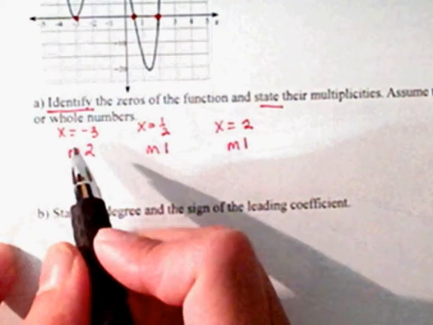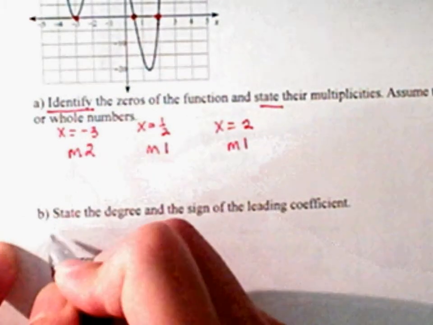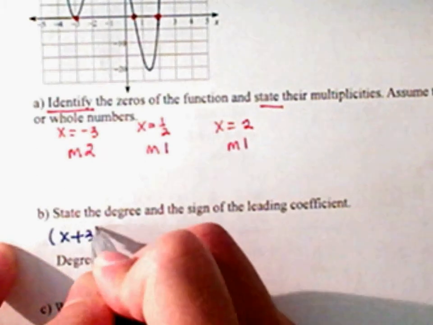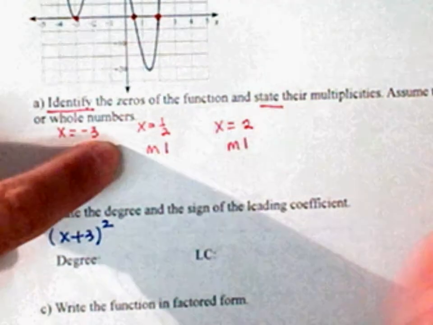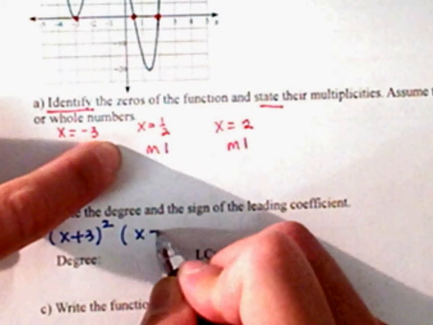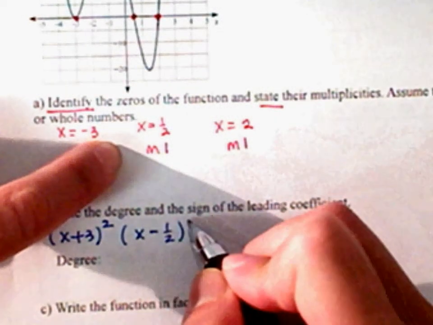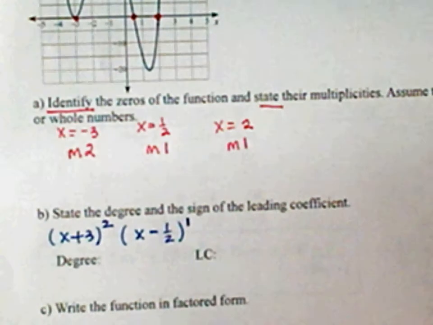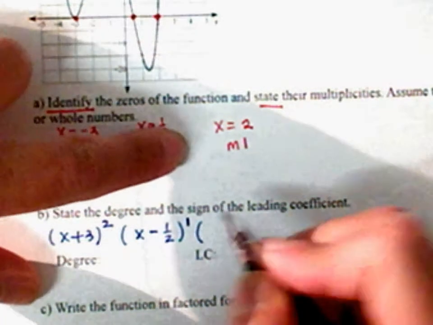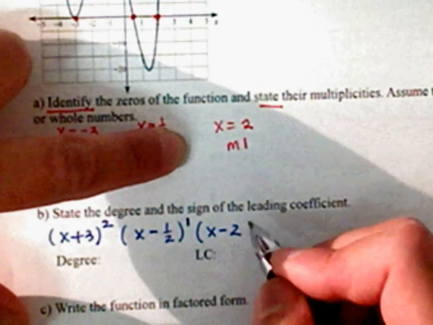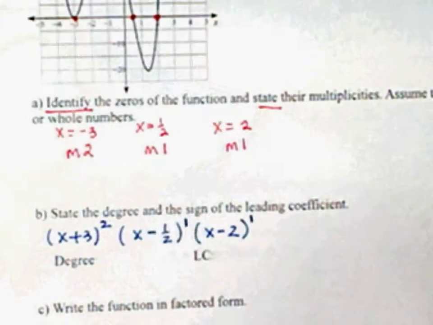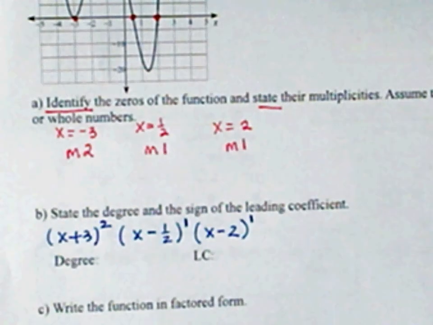If you have x equals -3, that's the same thing as x plus 3 squared, because your multiplicity is a 2. Next, x minus 1/2 with a multiplicity of 1. Okay? Third one, instead of positive, it becomes a negative because you're setting it equal to 0. And your multiplicity is a 1. Knowing all that, you can now find the degree. Your degree is where you add all your exponents together.